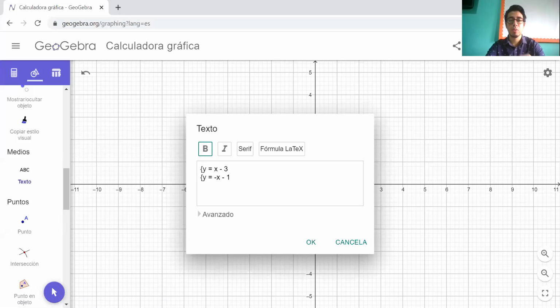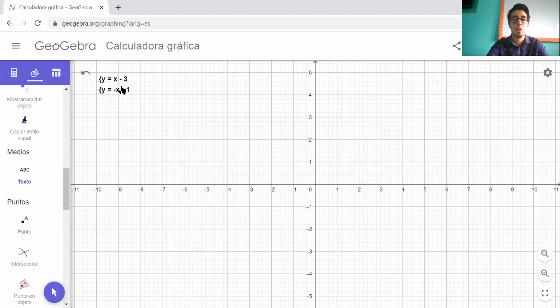Okay, this is what we have. This is the same system of equations, only that in this application I cannot use a bigger bracket, so that's the reason why I used two of these symbols, okay? This is what we need to graph. This is the system of equations. And what we need to do first is write the first equation and the other one.